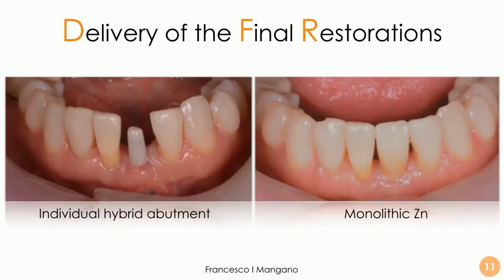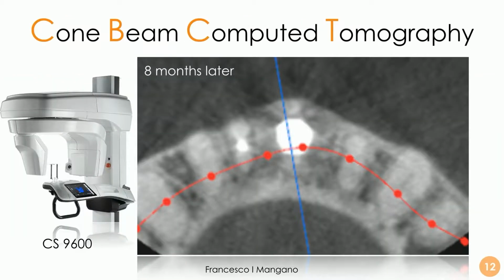And after a few months, a couple of months, we can remove the Maryland bridge, and we can go with the full digital workflow for the restoration. In this case, we use an individual hybrid abutment, and then we can restore the missing tooth with a monolithic zirconia crown. As you can see, everything is very nice from the aesthetic point of view.